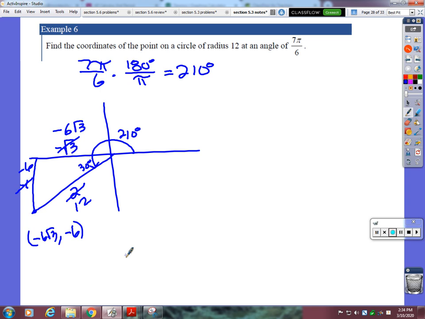If I wanted to, they're not asking us to, so I'm not going to. But if I wanted to figure out the cosine, it would be this divided by 12. If I wanted to figure out the sine, it would be this divided by 12.